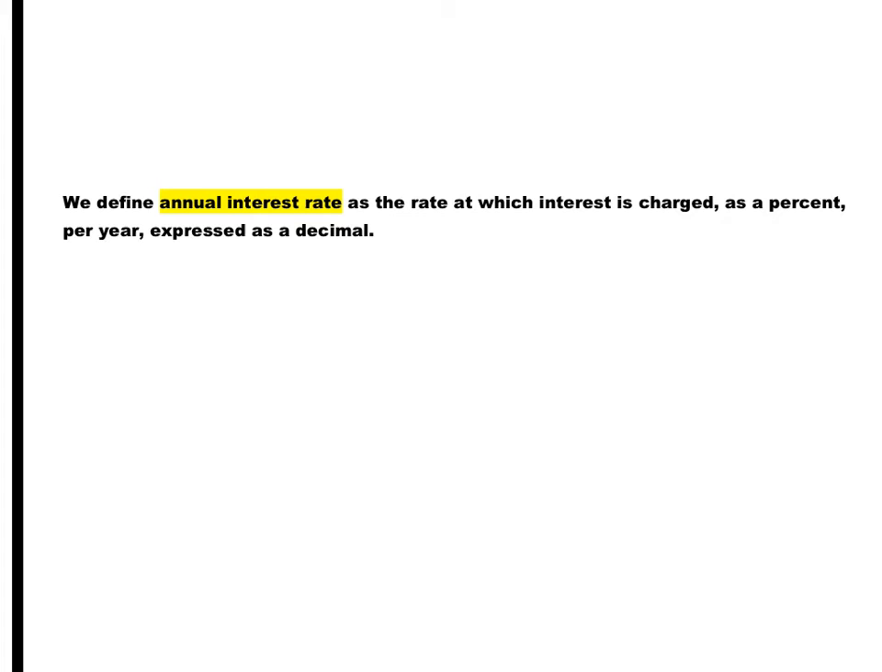First of all, annual by definition means every year, yearly. So this term annual means every year. And the interest rate that you have to either pay or receive is expressed as a decimal number. For instance, if the interest rate is 7%, if you remember, percent means division by 100, so it's going to be 7 divided by 100, which is going to be 0.07.